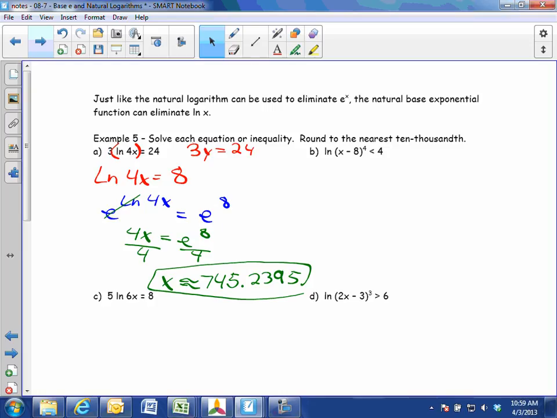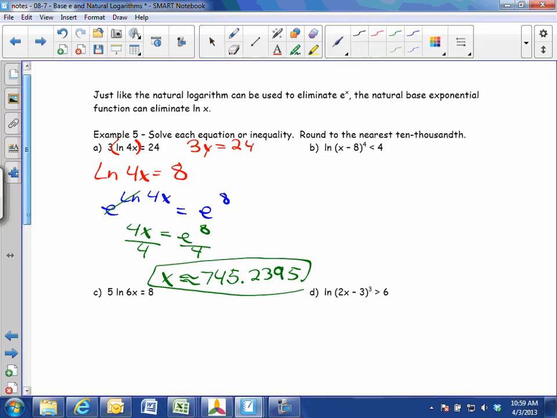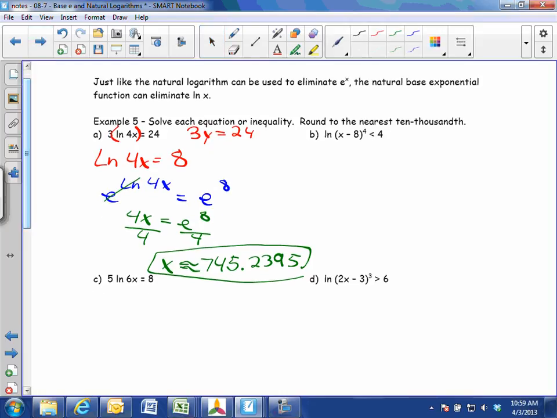Alright, let's look at B. B is a little bit different, but pretty much the same idea. Okay, we're looking at B. What are we going to do? Would you multiply by 4 on each side, get rid of that exponent? No, you can't do it that way, because we're not working with a log of something.